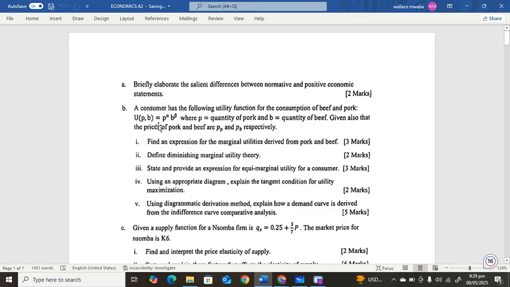We've got question B here. A consumer has the following utility function for the consumption of pork and beef, where U(P,B) equals P to the power alpha, B to the power beta, where P is the quantity of pork and B is the quantity of beef. Given also that the prices of beef and pork are PB and PP respectively. So, colleagues, this topic is also still on consumer theory.